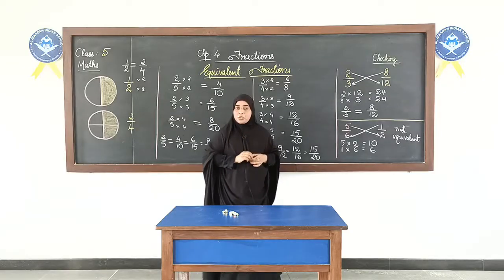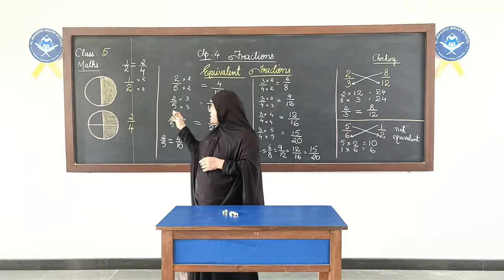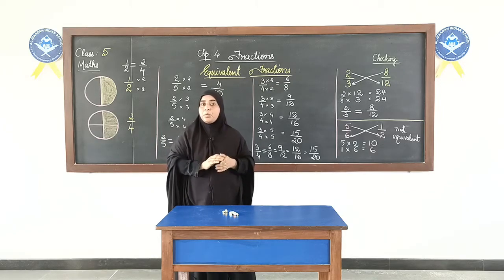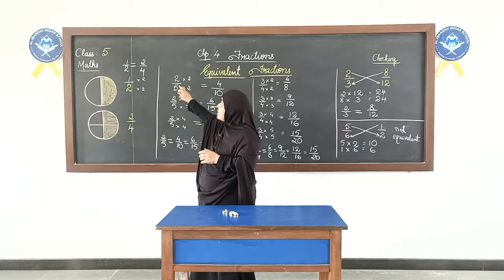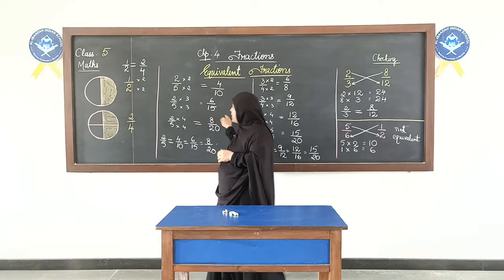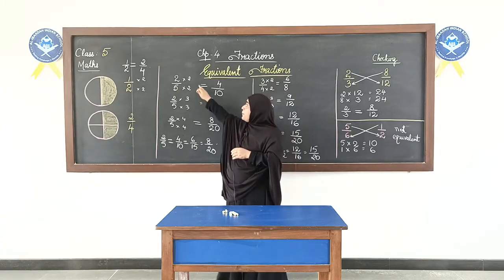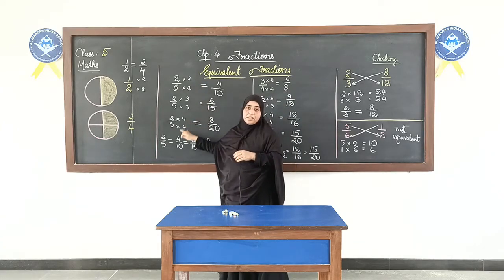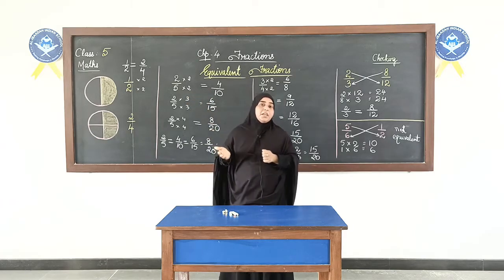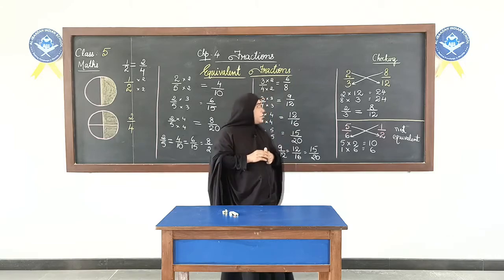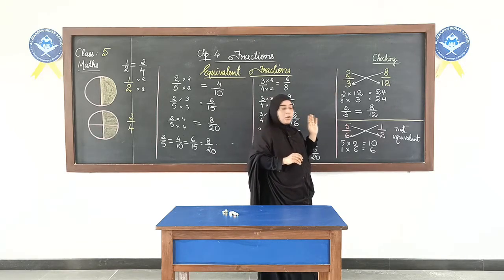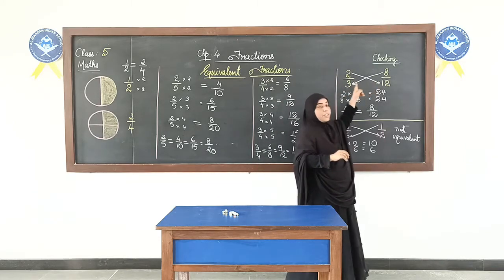I hope you have understood what we mean by equivalent fractions. They will be the same in value, they will represent the same quantity, but the way we write them will be different. The numbers used will be different. We can find equivalent fractions of a number by multiplying numerator and denominator with the same number, and one fraction can have many equivalent fractions. And if you have to check whether the given two fractions are equivalent or not, we use the cross multiplication method.